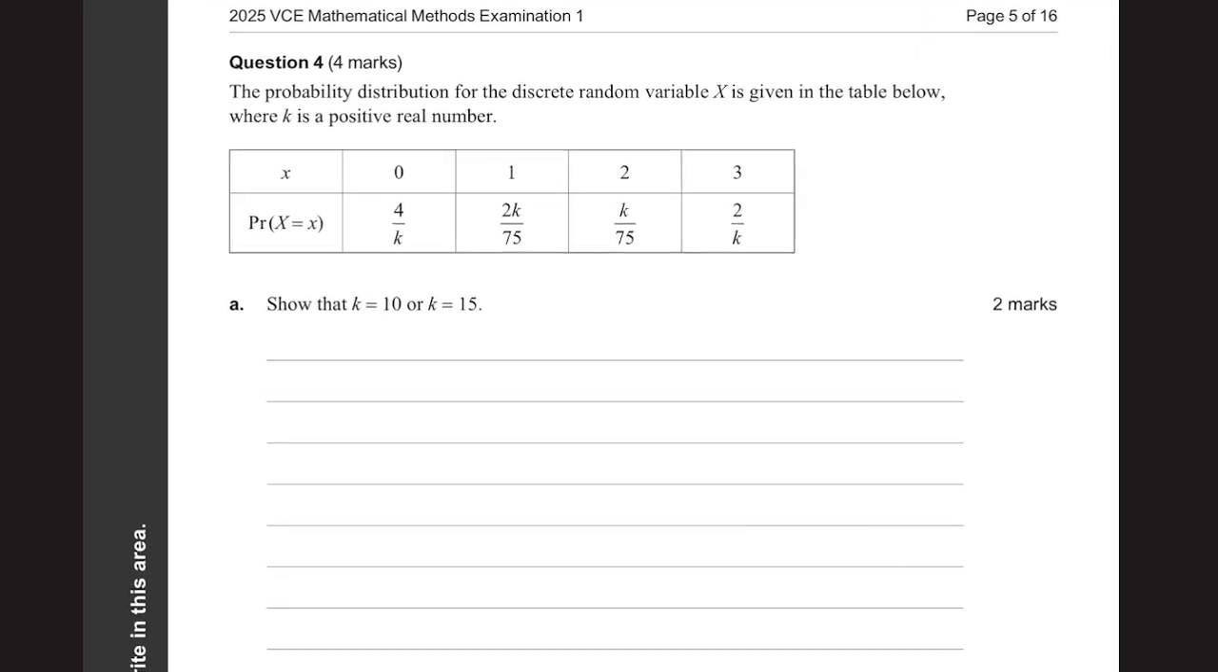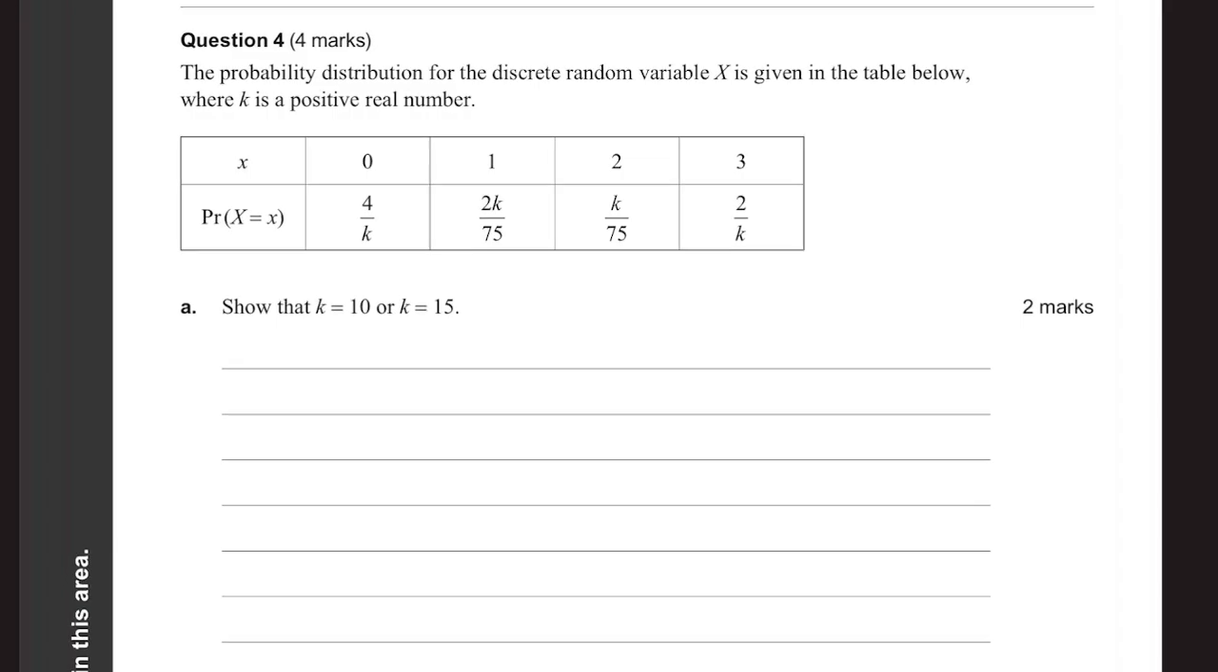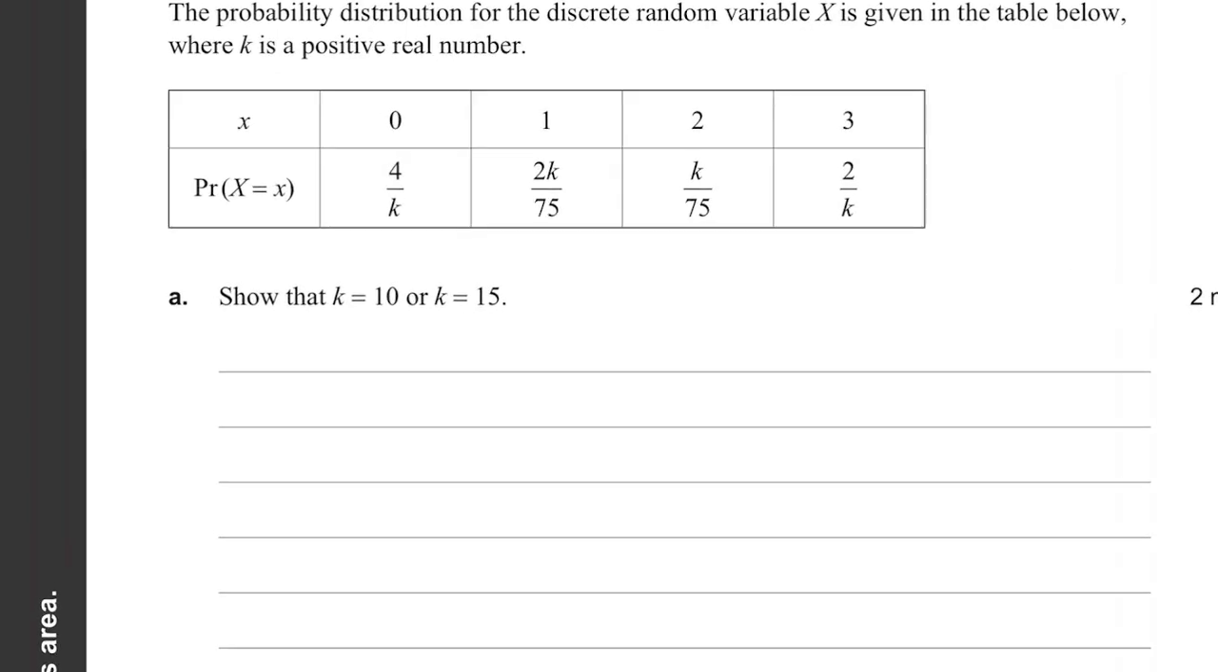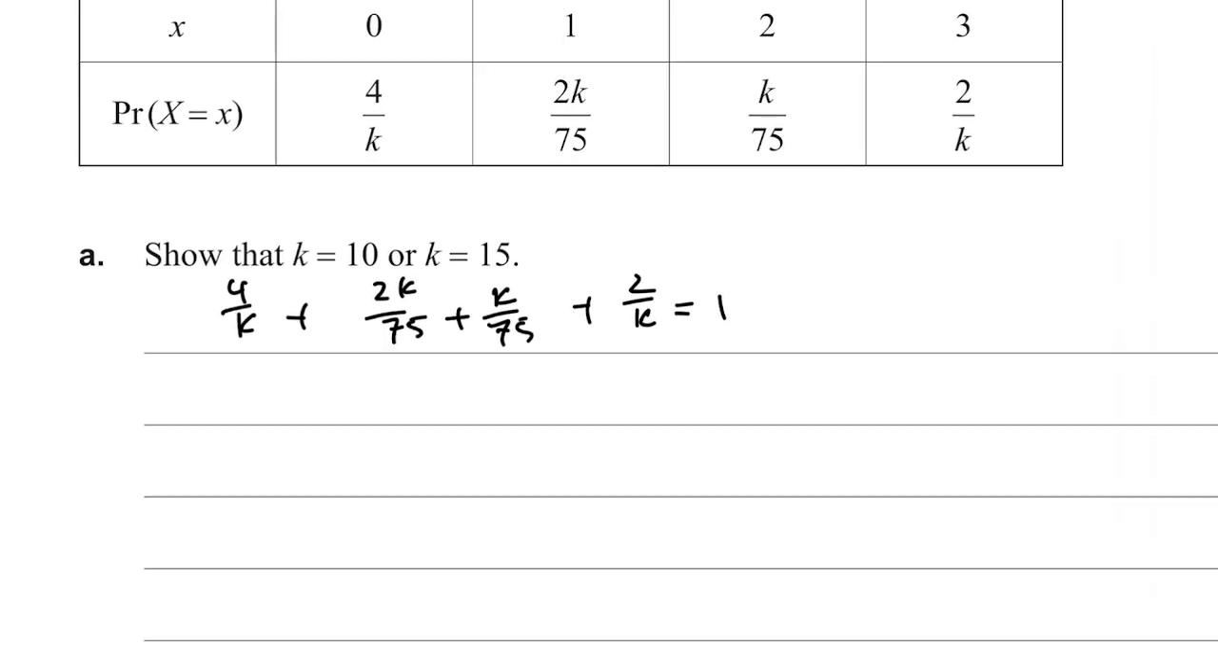Next, we have this distribution, show that k is either 10 or 15. So the main rule here is that we need to show that the total probability sums to 1. So with that being said, I'm just going to write down all the stuff here. So we're going to have 4 on k plus 2k on 75 plus k on 75 plus 2 on k equals 1. It is a show that as well, so I'm going to show all my steps.